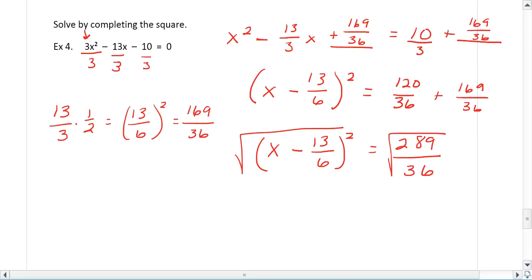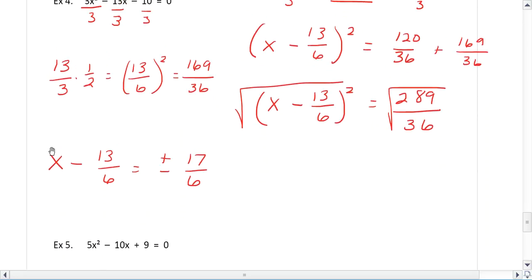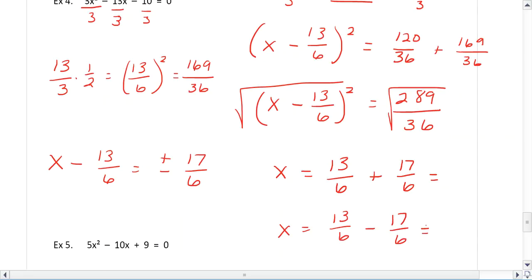And I don't know if you recognize that 289 is also a perfect square, as is 36. So I go over here. So then I end up with x minus 13 over 6 equals plus minus 17 over 6. So now since I don't have any roots, I can actually go ahead and get these two answers. So I'm going to take this negative 13 sixths and add it to both sides. So I have 13 sixths plus 17 sixths for one answer, and then I have 13 sixths minus 17 sixths for the other answer, and we can actually do this math.